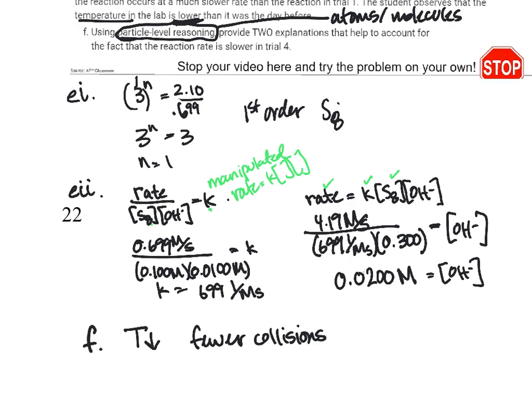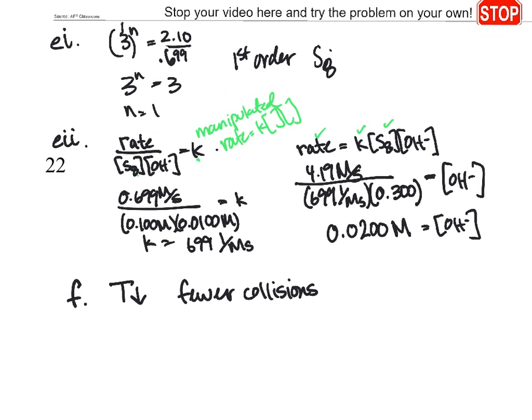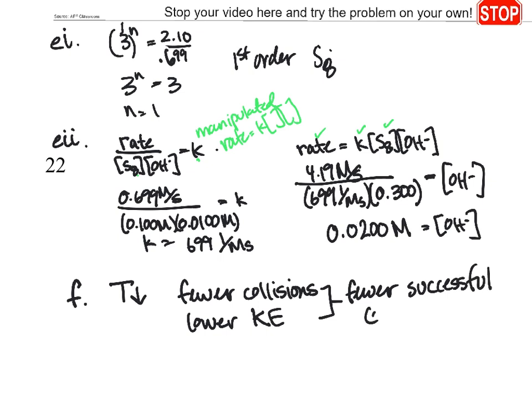They're not going to stop totally, but there are going to be fewer collisions. And what else happens? Yep, we've got less kinetic energy. So that means fewer particles can reach their activation energy. So again, both of these tell us that we're going to have fewer successful collisions.